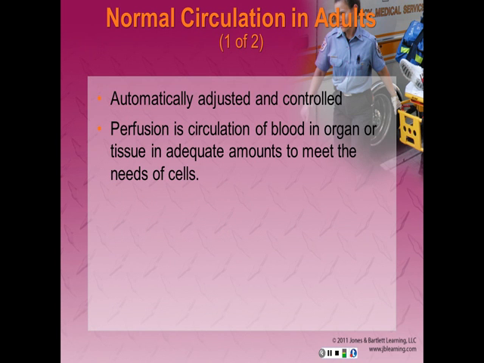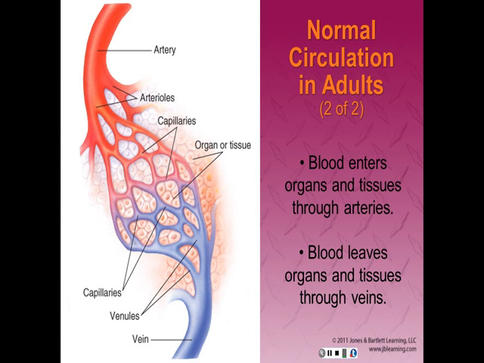Normal circulation in adults is automatically adjusted and controlled. Perfusion is the circulation of blood in an organ or tissue in adequate amounts to meet the current needs of the cells. Blood enters organs and tissues through arteries, and it leaves through veins.